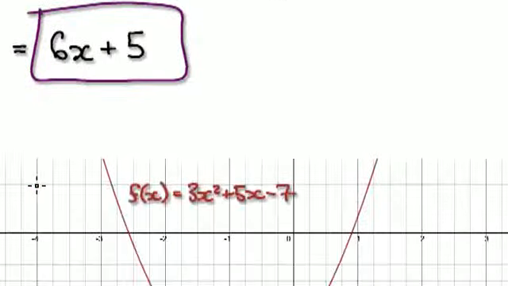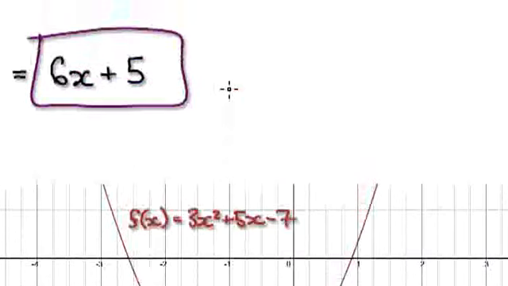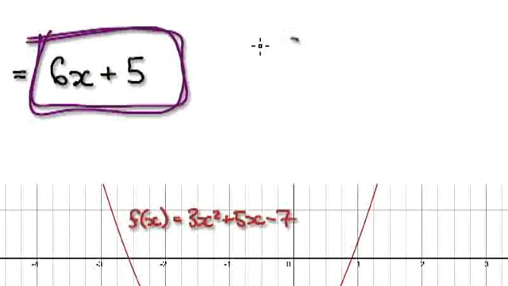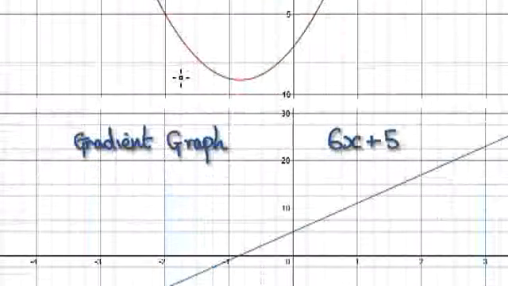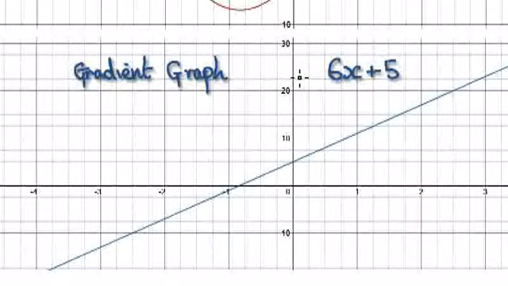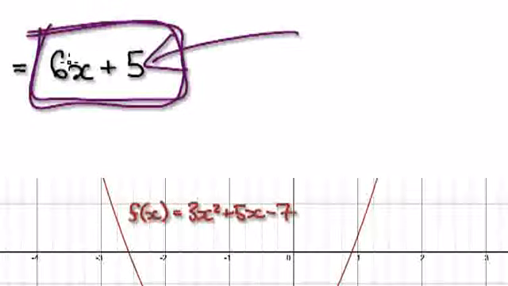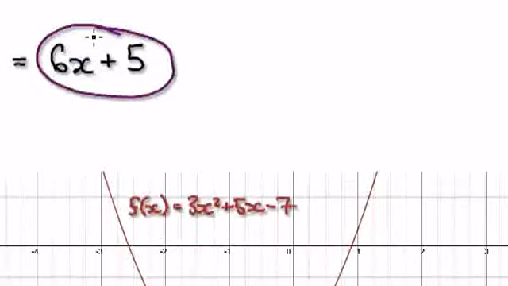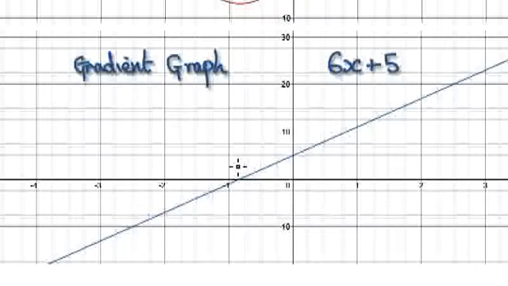Okay, so now let's go back to the start. We started out by sketching our function here. Remember that we worked out the true gradient to be this here. So when you plot this graph here, it will look like this, the blue line. Remember, we worked out the gradient to be 6x plus 5. So when you sketch a graph of 6x plus 5, it will look like this.